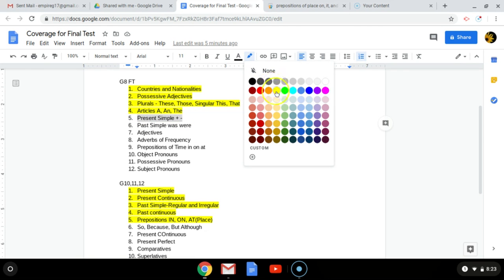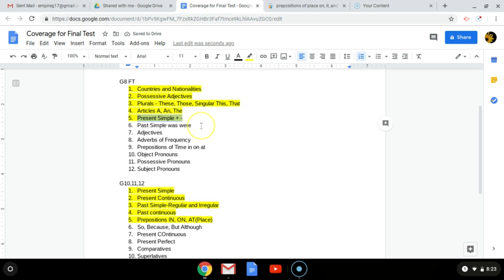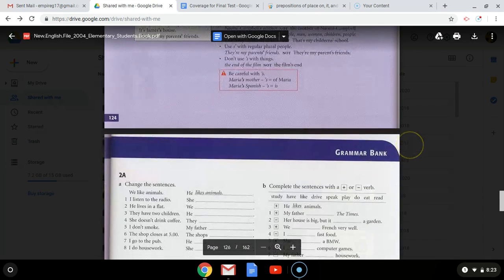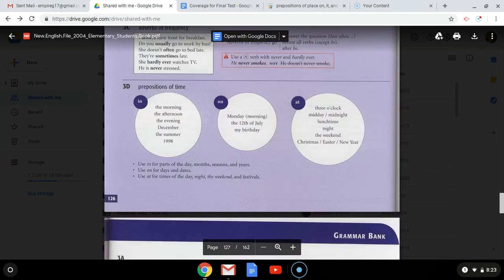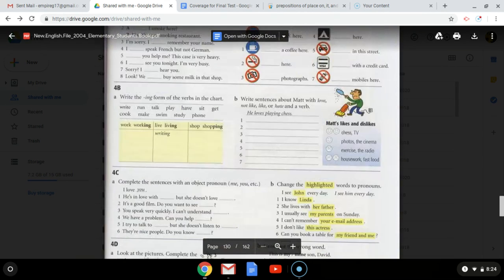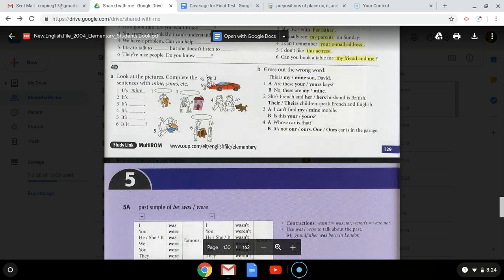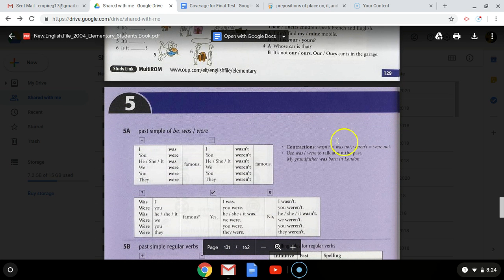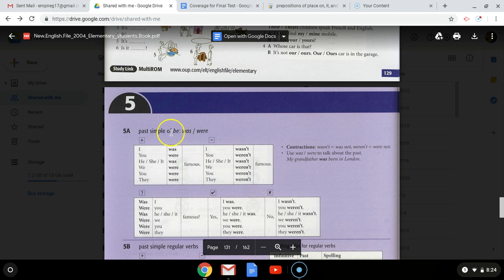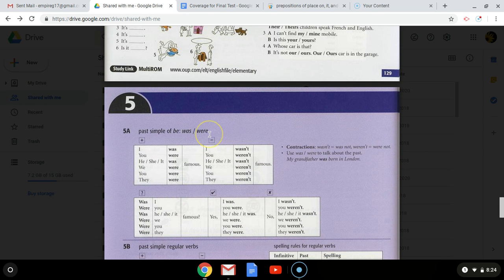Okay? And then the second part of our review is past simple with the use of was and were. Okay, so let's see if we have here past simple. Okay, so past simple of be verbs. So be verbs, a while ago we talked about base form of verbs. Now we have be verbs. So be verbs are was and were for the past tense.